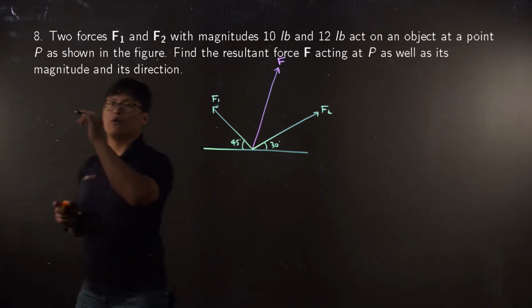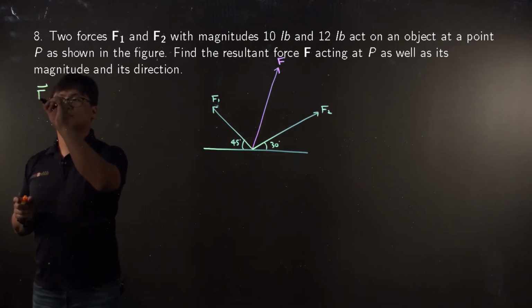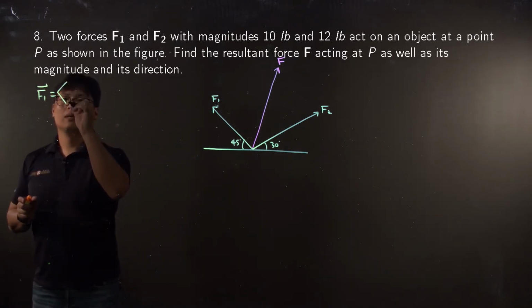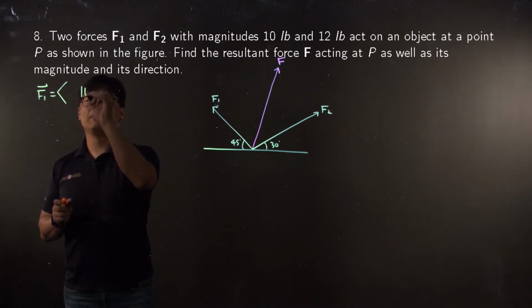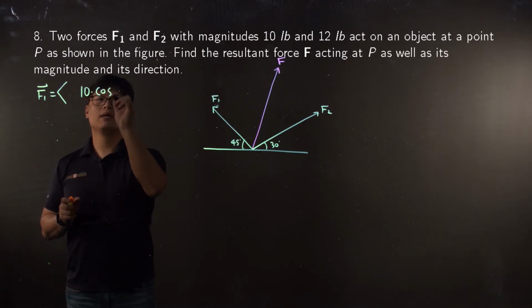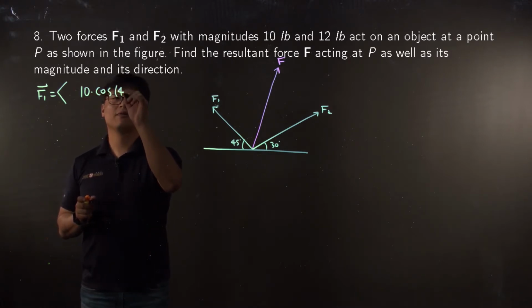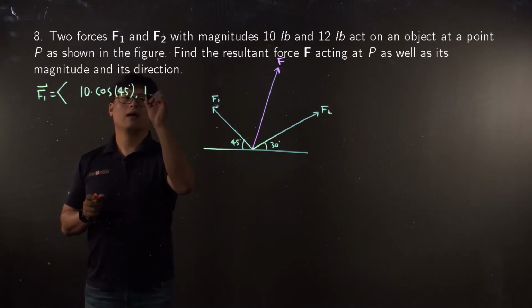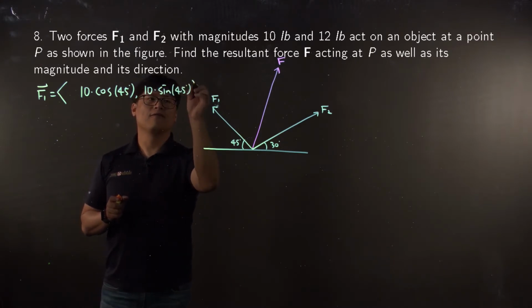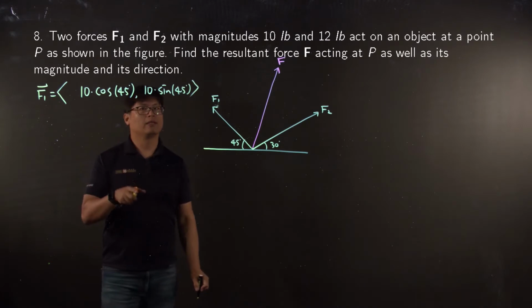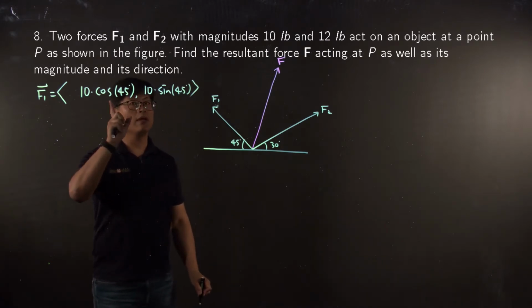So let's start with F1. In the problem, the magnitude is 10 pounds, and it will be 10 times cosine of the reference angle, which is 45, and 10 times sine 45. Is it okay? But wait a minute. If you do it this way, it is wrong.